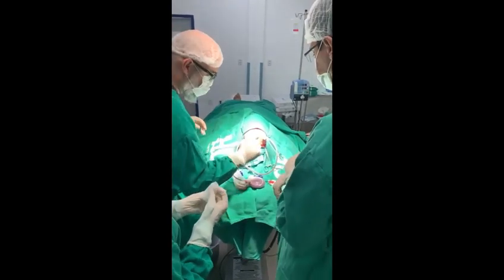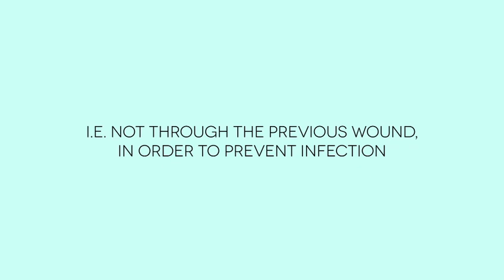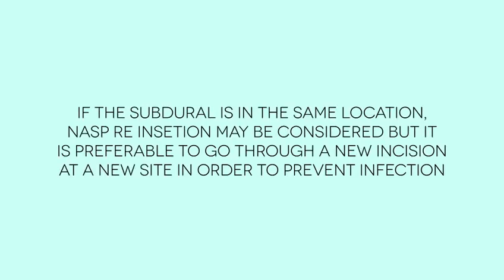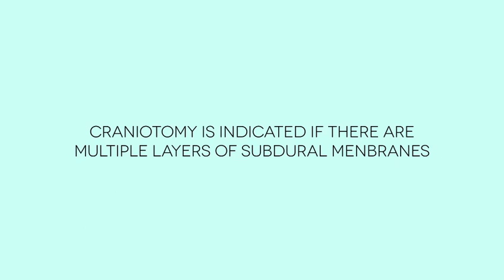For recurrent subdural, the following options are available. 1. Percutaneous needle aspiration of subdural hematoma if it appears to be chronic, utilizing the same twist drill hole, but entering through an area of clean skin, i.e. not through the previous wound in order to prevent infection. 2. If the subdural is in the same location, NASP reinsertion may be considered, but it is preferable to go through a new incision at a new site in order to prevent infection. 3. If the area of greatest thickness is not the same, insert a new NASP at this new site. 4. Craniotomy is indicated if there are multiple layers of subdural membranes.